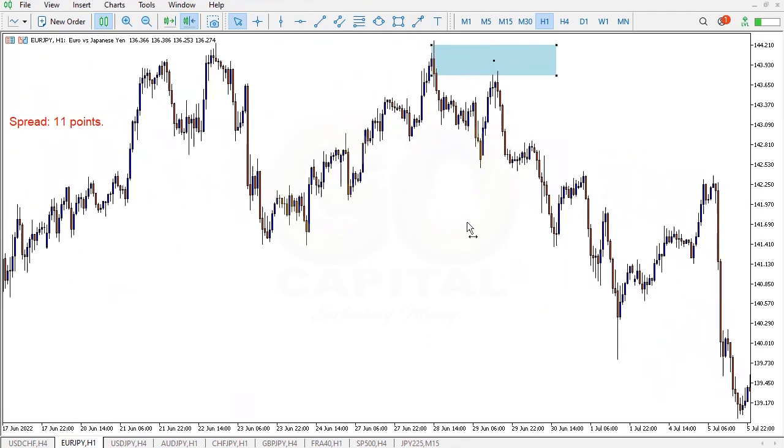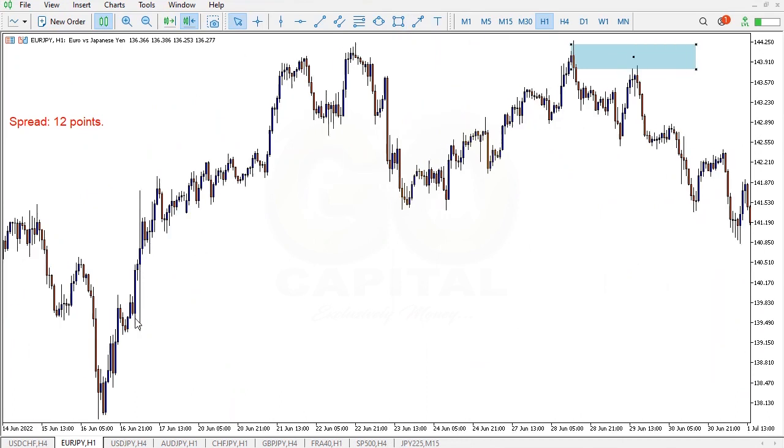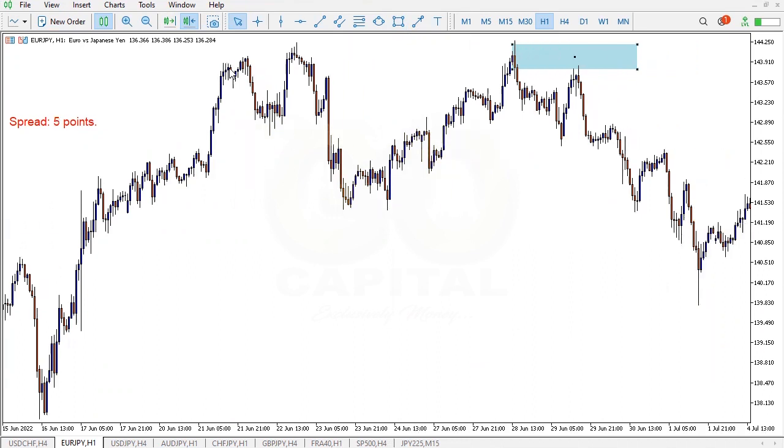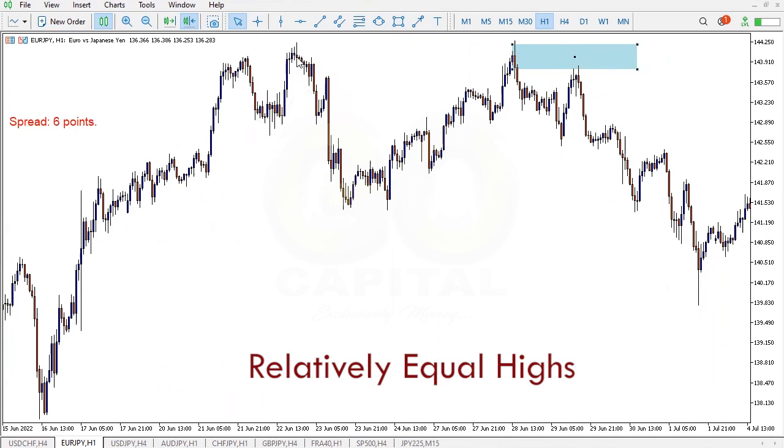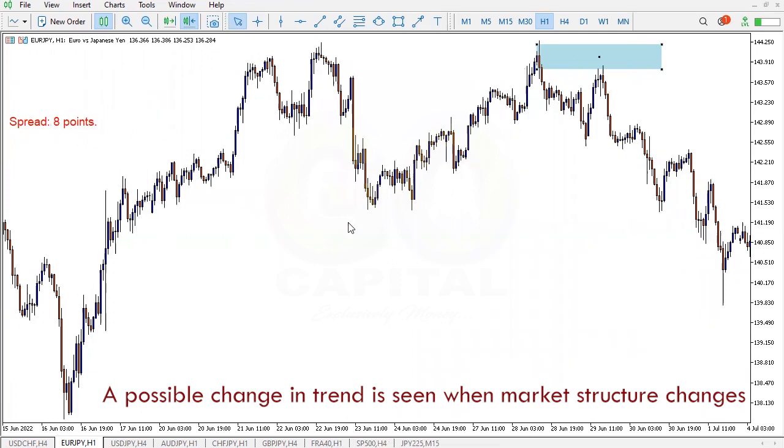This is the Euro JPY asset. Now this particular market has been going up. This is a visible clear uptrend for you. Then immediately the market created an equal high or relatively equal high. It started to change the trend. So one of the things that will make you to know the possible end of a trend is when the structure of the market has been altered.